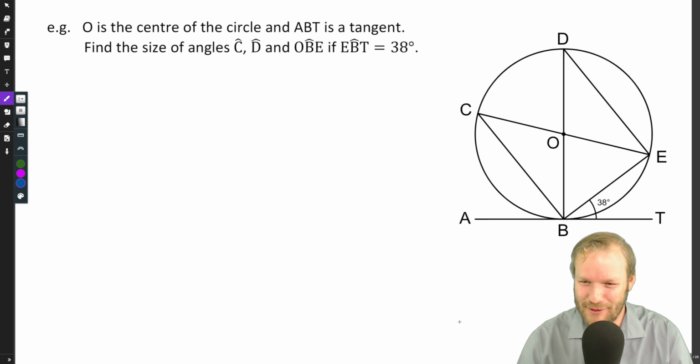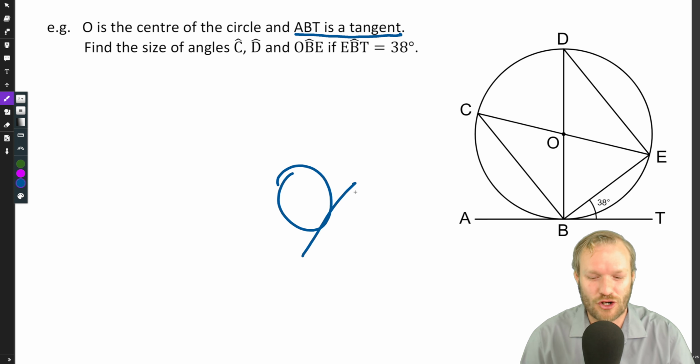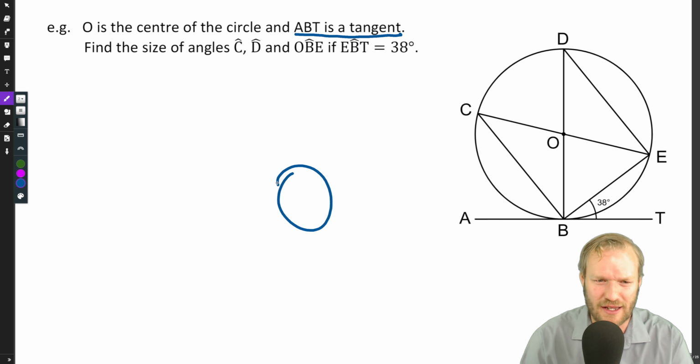And I see an angle between a tangent and a chord. So already I'm thinking tan chord. Let's just check. Is this a tangent though? Because we can't use tan chord if it's not a tangent. ABT is a tangent. Cool. So we can use tan chord. Just something to check because sometimes you're given a circle and it looks like it's a tangent, but we're not told. And we can't just make that assumption.